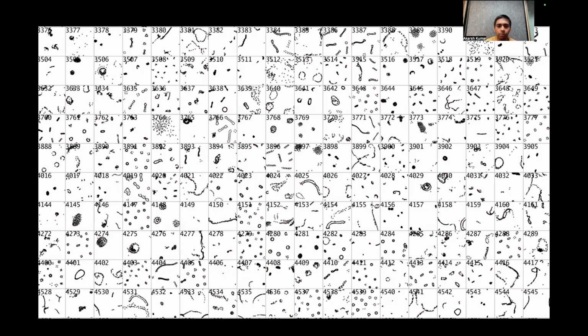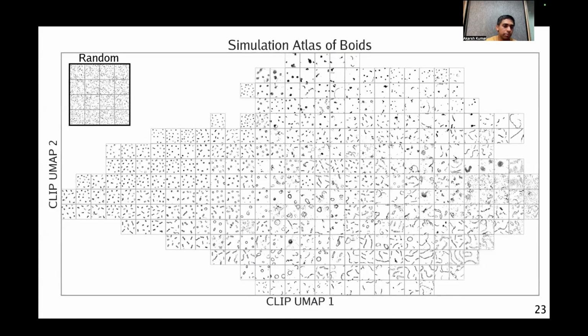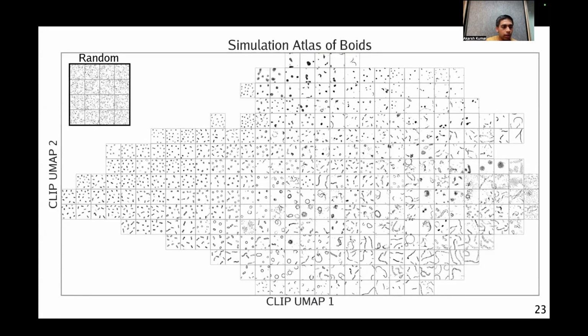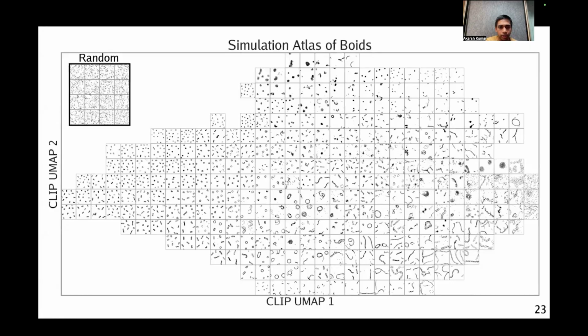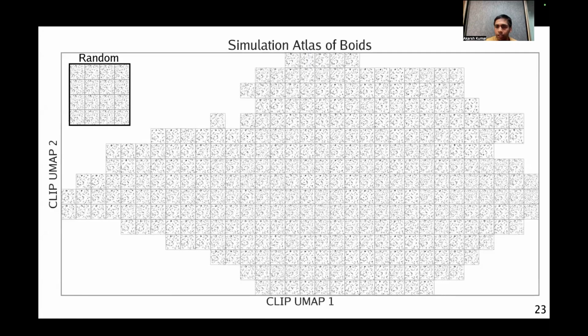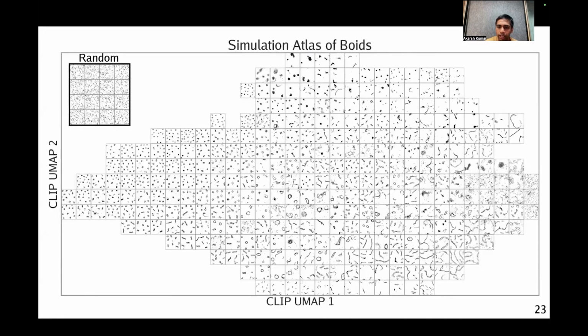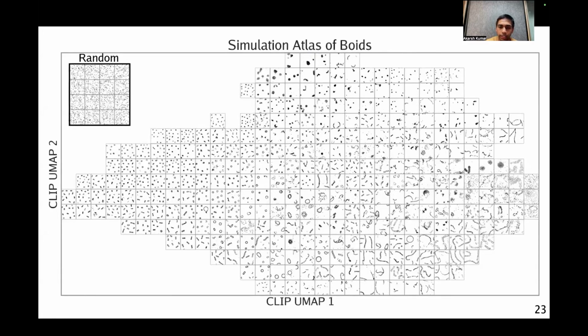We can also do this for Boids, and what you can see is that here's a larger set of Boids. We can make a simulation atlas of Boids, and you can see that CLIP organizes them in a way where on the left it's all of the dotted Boids. On the top, it's the flocking Boids. On the right, it's the sparsely flocking Boids. On the bottom and bottom left, it's the circling or the snaking Boids patterns.